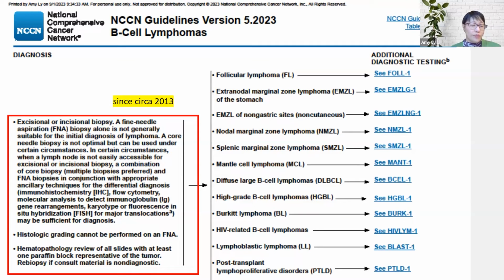And as we know, histologic grading cannot be done on an FNA, and sometimes that's important. They also want to have hematopathology review of all slides, so subspecialty review. Well, as we know, B-cell lymphoma categories encompass a long list of different entities, and thus many ancillary tests have to be deployed usually to provide a specific actionable WHO diagnosis. And each type of lymphoma can have different requirements when it comes to the tests needed for a definitive diagnosis.